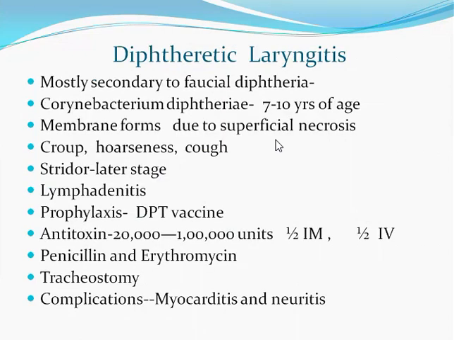Another specific disorder in acute laryngitis is diphtheritic laryngitis. You all know only larynx involvement is very rare, mostly secondary to faucial diphtheria. You find the membrane over the tonsils also, and this is what we call faucial diphtheria. This extends lower into the larynx. You all know diphtheria is caused by Corynebacterium diphtheriae.